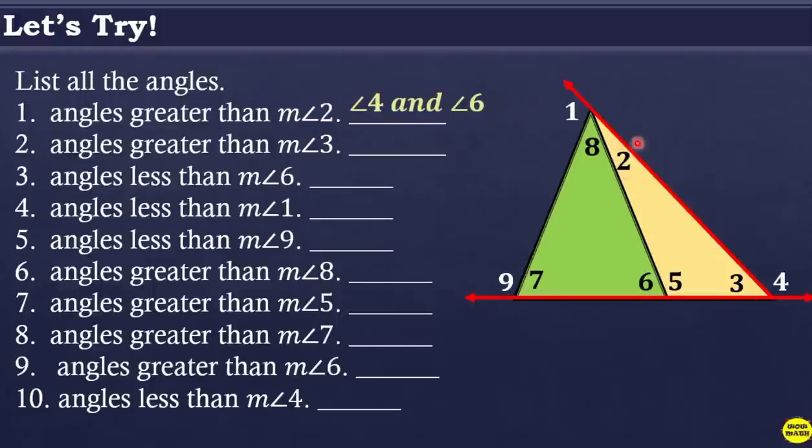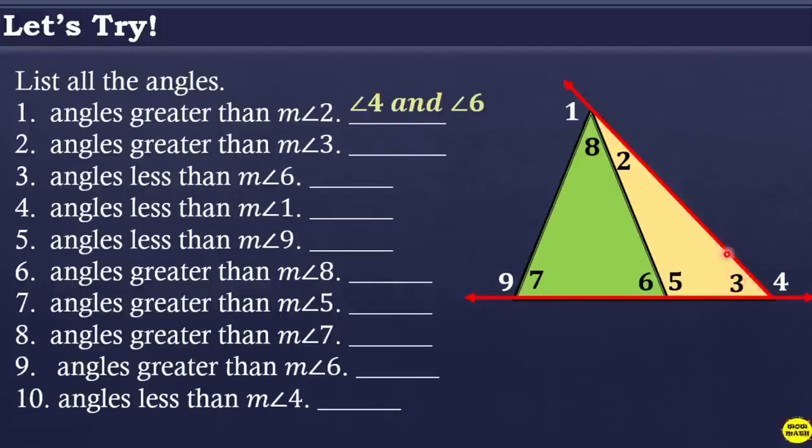So, kung ito ay remote interior, ano yung not adjacent sa kanya? We have angle 4 and angle 6. Next, angles greater than the measure of angle 3. So, if this is your angle 3, so greater ulit, ibig sabihin exterior angle. So, kung exterior angle, ibig sabihin remote interior niya to. So, ano yung exterior angle ni angle 3 na hindi adjacent sa kanya? So, hindi pwede si angle 4 kasi adjacent yan.